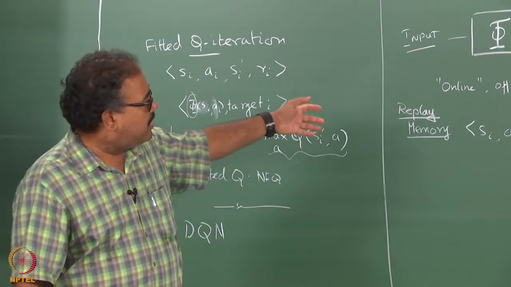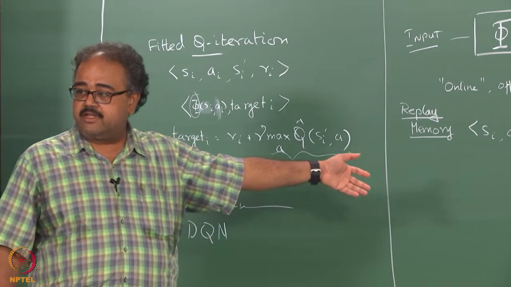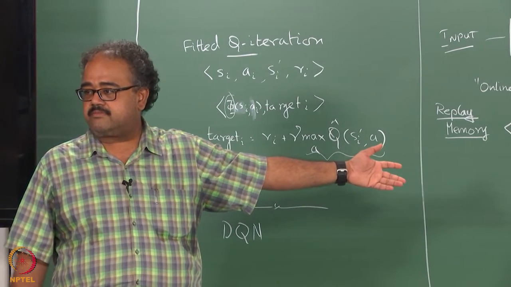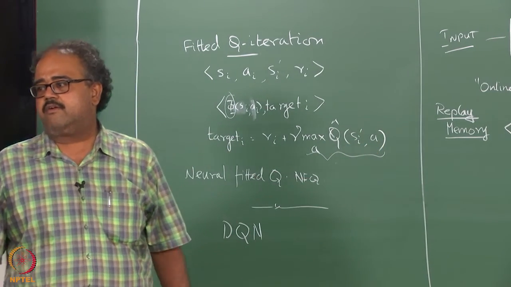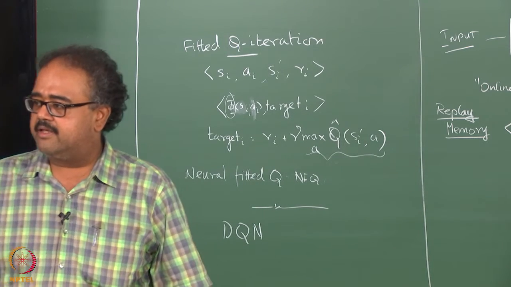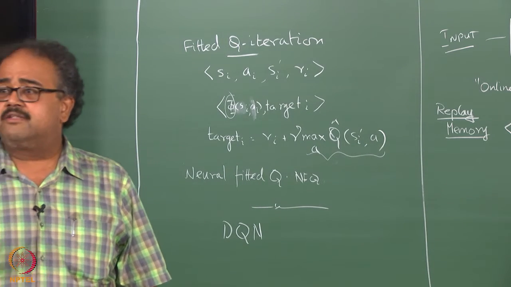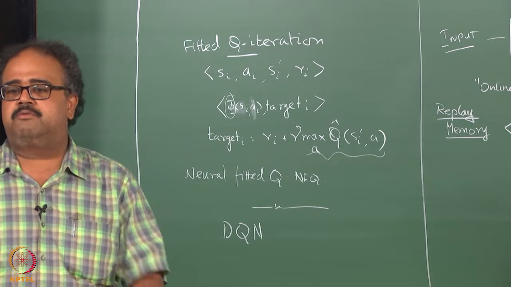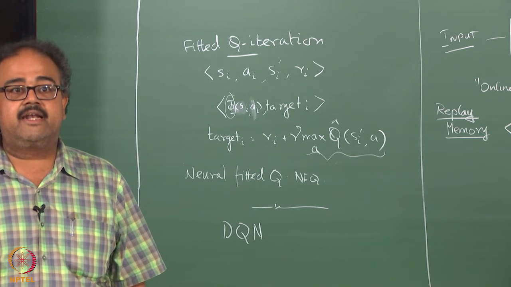For example, in the Atari case, your states are continuous, so you are really not fitting a model. You are just replaying the episodes that you have played. It is just like you play one game and then you just play it again and again and again, 100 times.